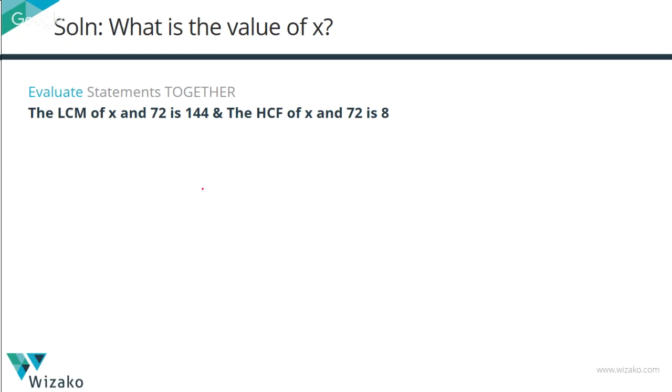Combine the two statements. We know the LCM is equal to 144. We know the HCF is equal to 8. We know these two numbers are 72 and X. Product of two numbers is equal to the product of their LCM and HCF. Don't waste time trying to find out what this X is. Don't compute the value to be a 16. You know that this value is going to be unique. Statements together are sufficient. Choice C is the correct answer.